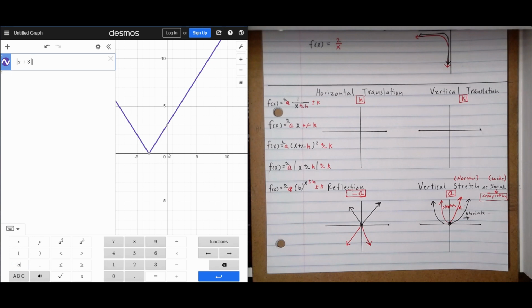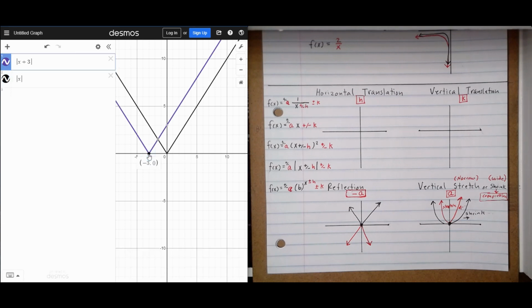So notice when I did plus 3, the original, right? I should have put the original first, but let's put the original. So my original is here at 0, 0. But because this one I put x plus 3, all it did was move it over 1, 2, 3 units. So it moved it from 0, 0 to negative 3, 0.